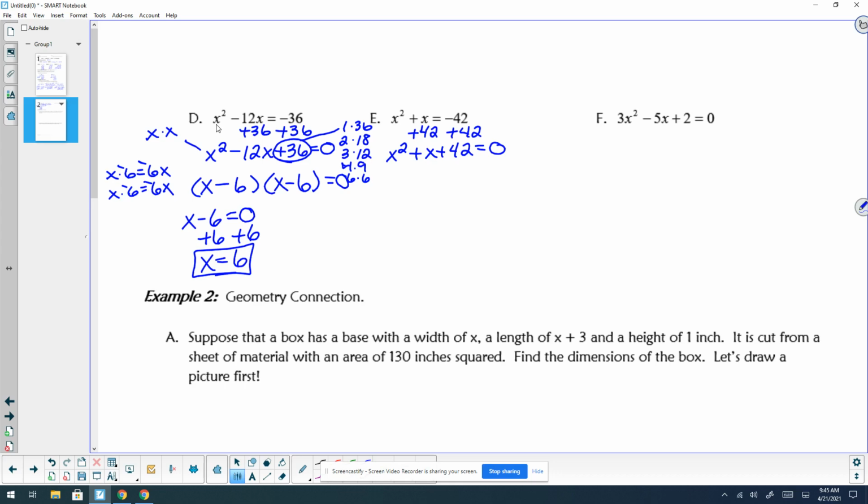On to E. Again, I need to make my factor trees. x and x. 1 times 42. 2 times 21, I'm sorry. 3 times 14. And then 6 times 7.